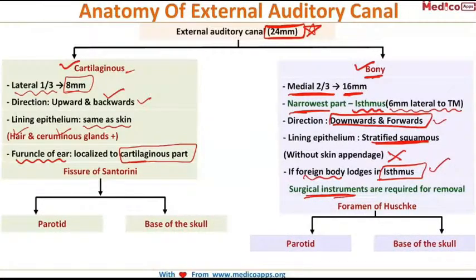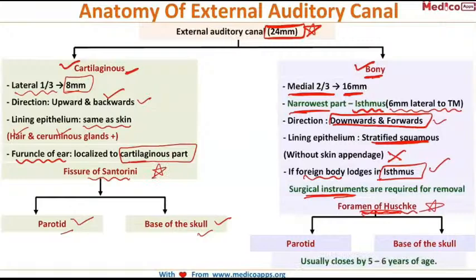Now, two important points we are looking at are fissure of Santorini and foramen of Huschke. Fissure of Santorini connects the cartilaginous part to the parotid and the base of the skull, and the bony part is connected via the foramen of Huschke. Please remember these two important questions. This foramen of Huschke usually closes by 5 to 6 years of age. Okay. So fissure of Santorini and foramen of Huschke. They connect to the parotid and the base of the skull.